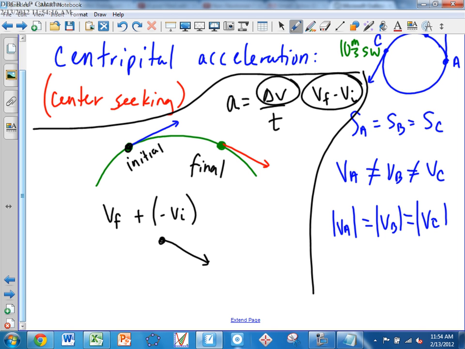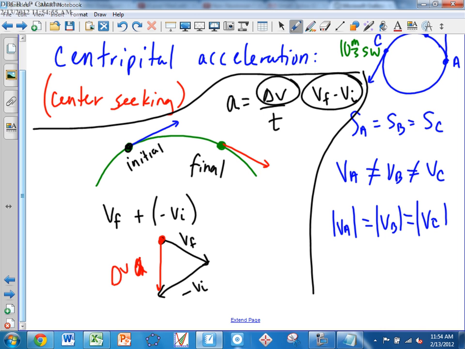Now watch this. This is vf, and this is the negative vi. Now watch what happens, this is the cool part. If you start at your starting point and go to your total final point, which way is this directed with regards to the circle? South, and it was on the top of the circle, right? So isn't it directed toward the center? This is your delta v vector, which becomes acceleration. It is directed down when it's at the top, which means it's directed toward the center.